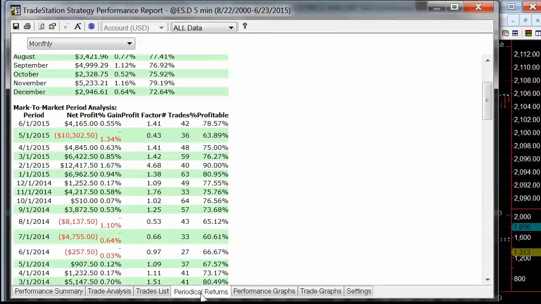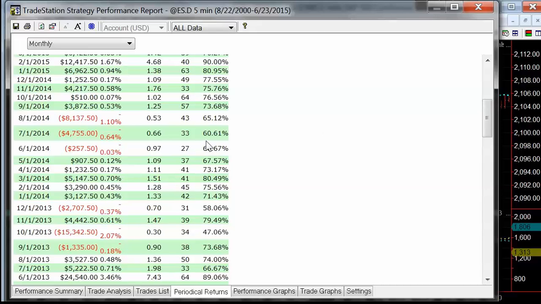Okay, so here's your monthly returns. The month of June up 4,100. We had a drawdown in the month of May. The system will have winning and losing months. You have to be able to withstand the losing months.